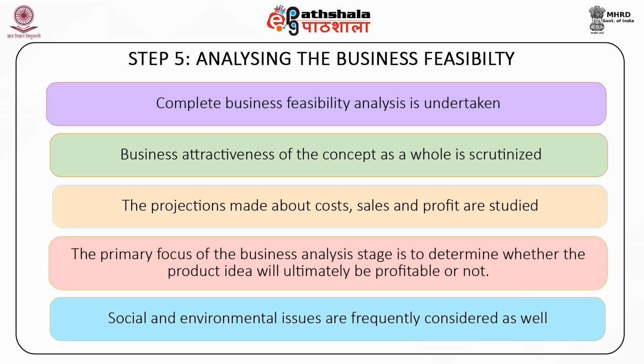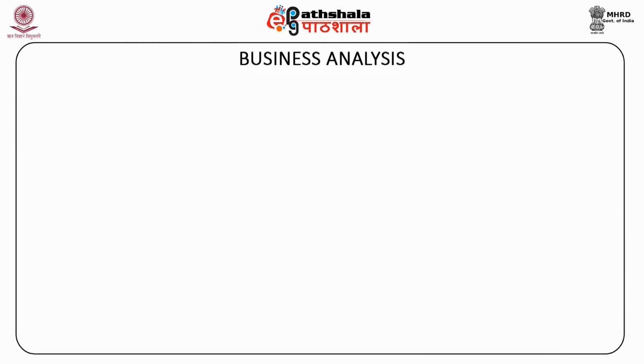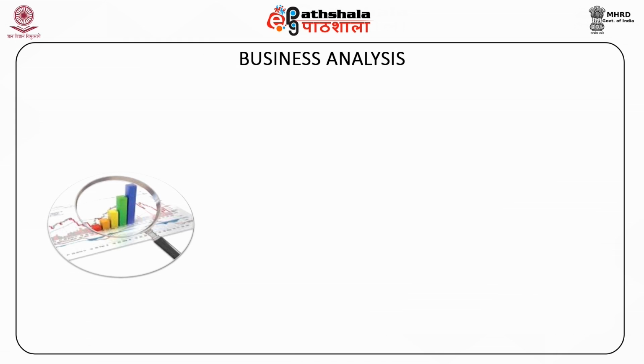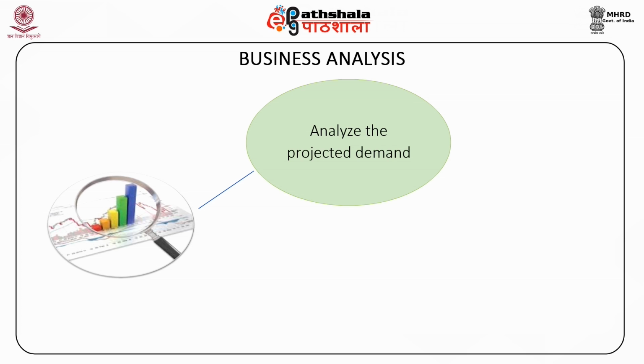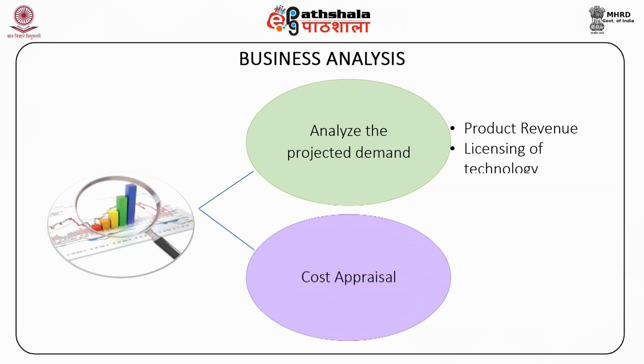Social and environmental issues are frequently considered as well, particularly if there are certain regulations that the companies must adhere to in these realms. The first step in business analysis process is to examine the projected demand for the product. While the main source of revenue would be product sales, another possible significant source of revenue is the licensing of the technology generated as a byproduct of the given product. Clearly, this is not applicable to all products, but for certain classes of product, this can be a very significant source of income. A complete cost appraisal is also necessary as a part of business analysis.